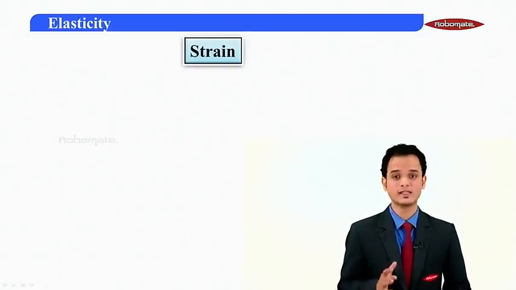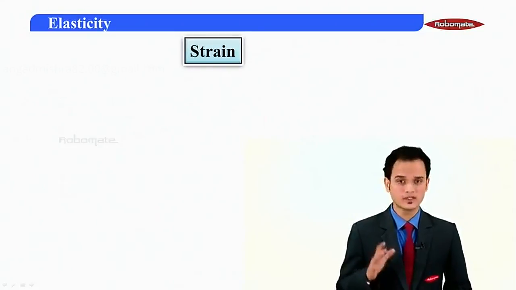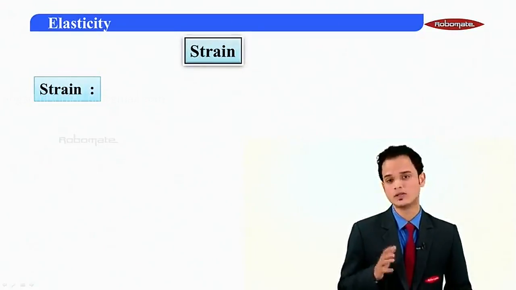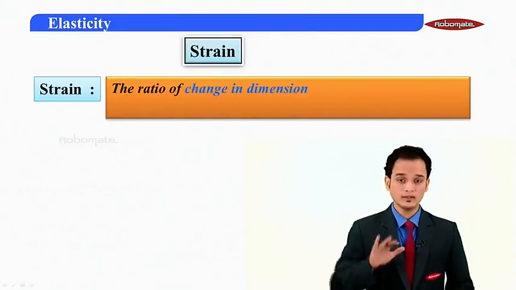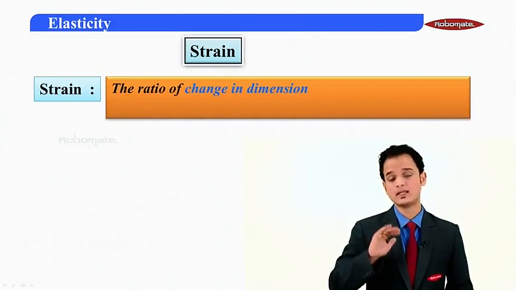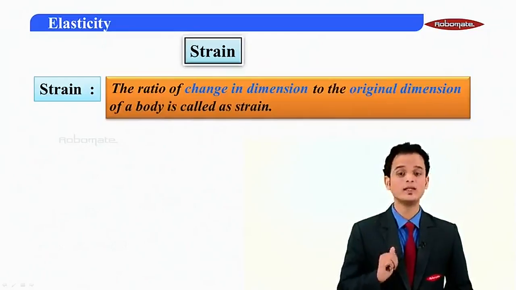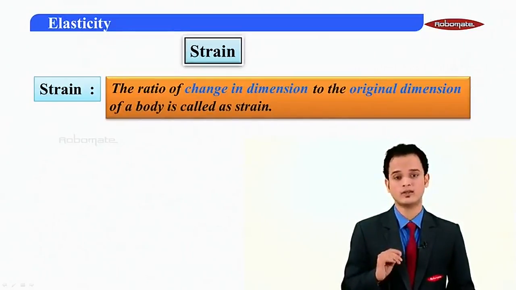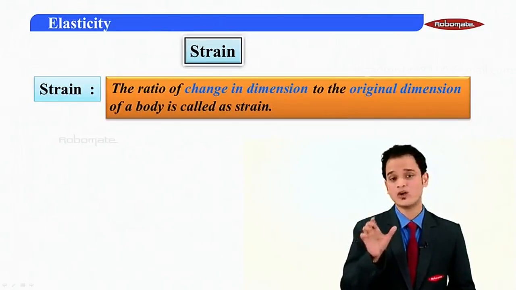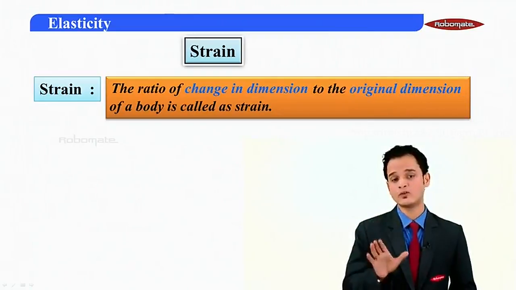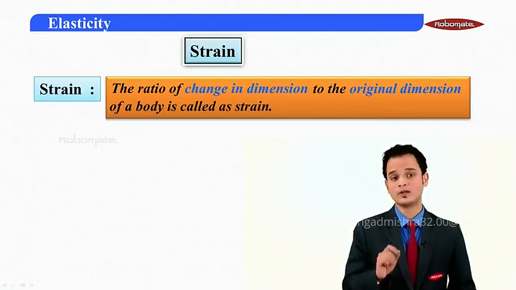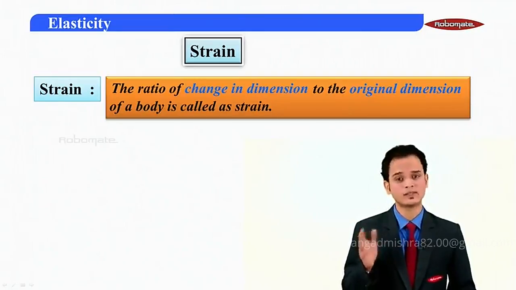Students, we have already seen the concept of stress. So similarly, we are going to see the concept of strain. Now students, the ratio of change in dimension to the original dimension of a body is called strain. That means whatever change your body has undergone in its dimension, compared to the original dimension, is called strain.